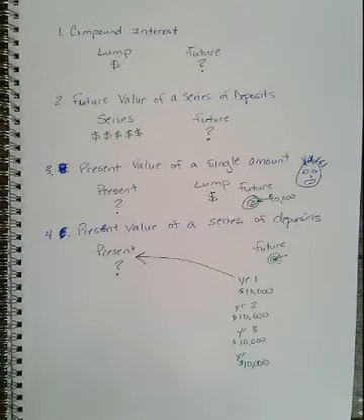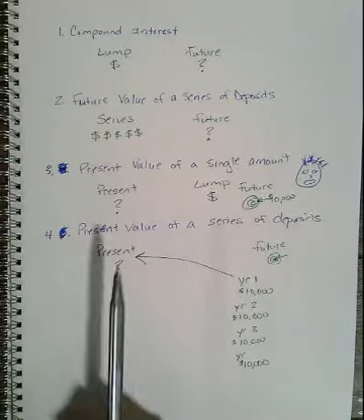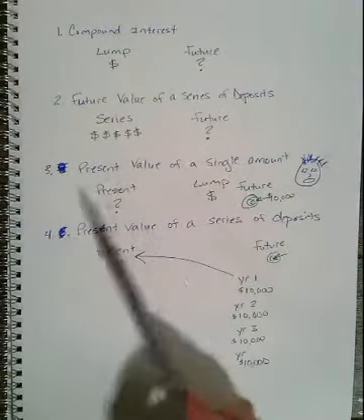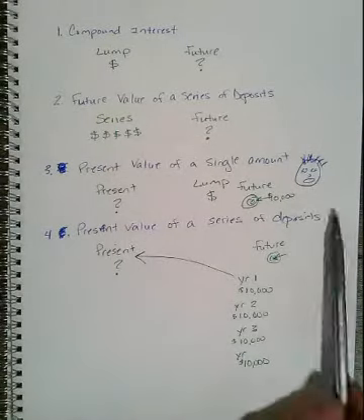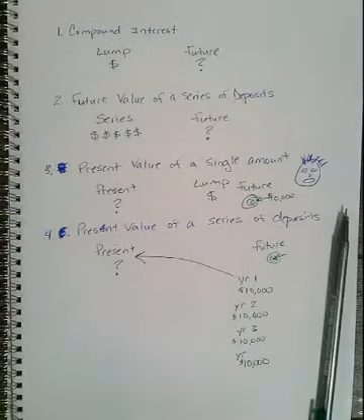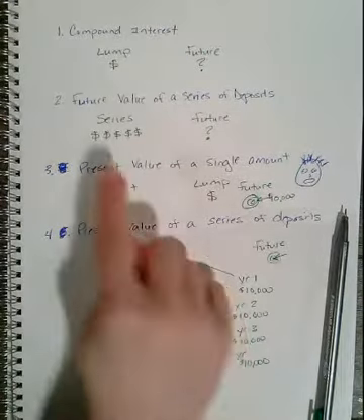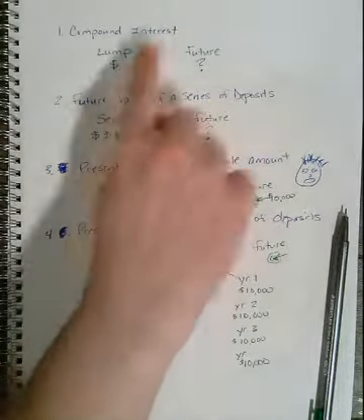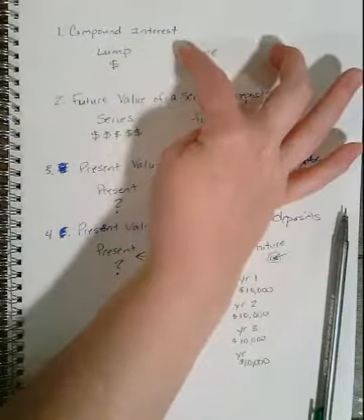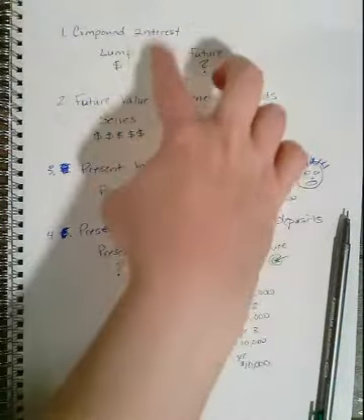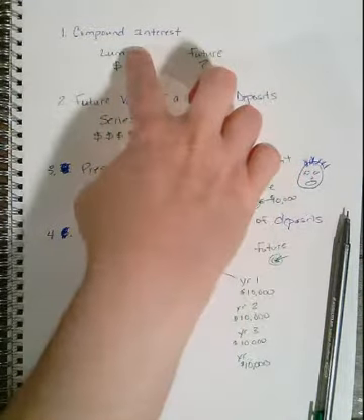All right. So the 2 questions you should ask yourself when you are given a problem and you're trying to figure out which chart to use: is it a lump or is it a series? Because if it's a lump, you're going to be using compound interest tables, or you're going to be using the present value of a single amount table. So one lump is going to narrow it down to those 2.